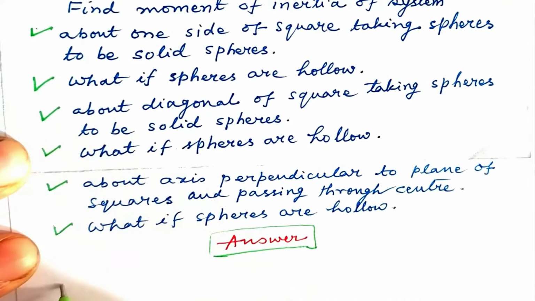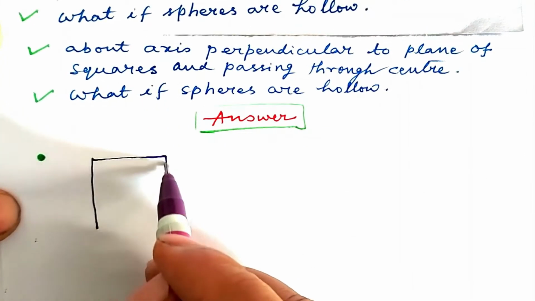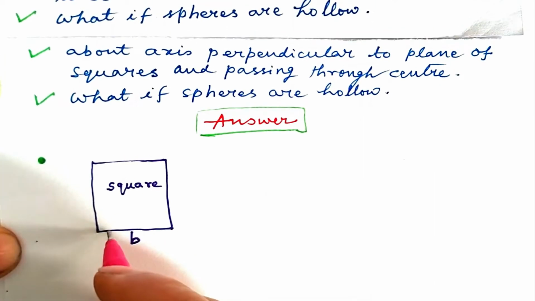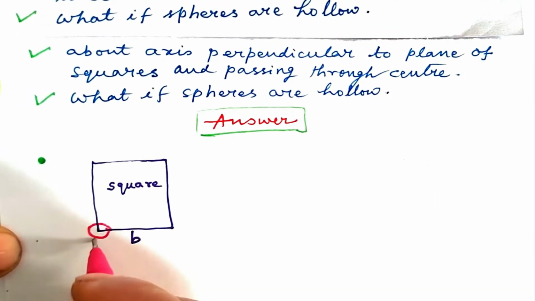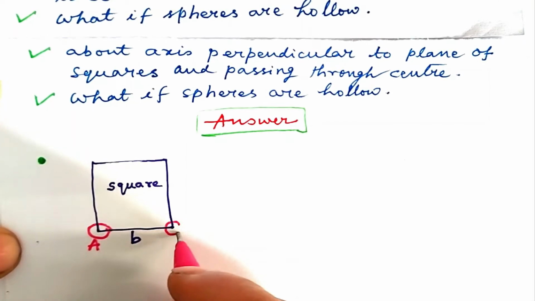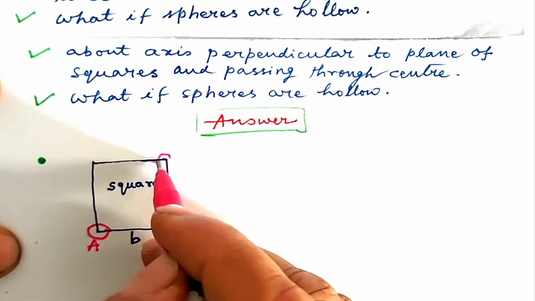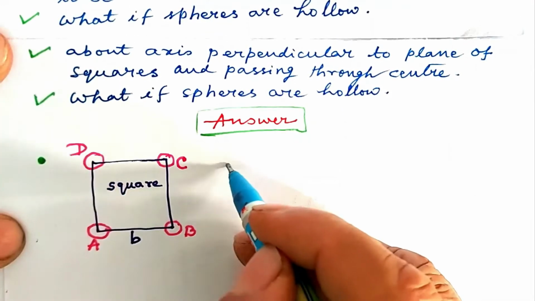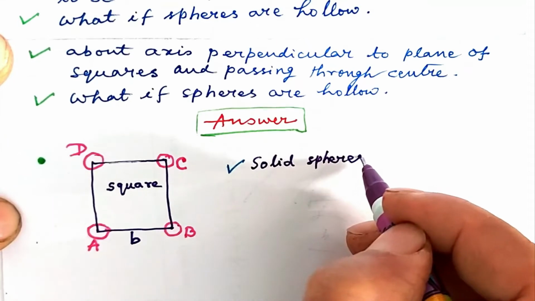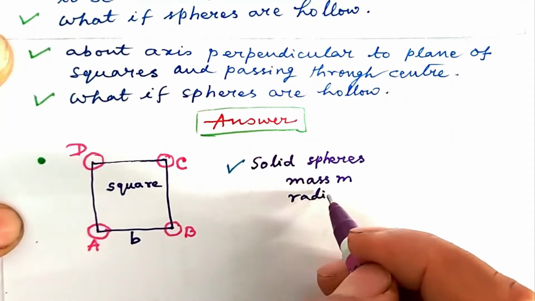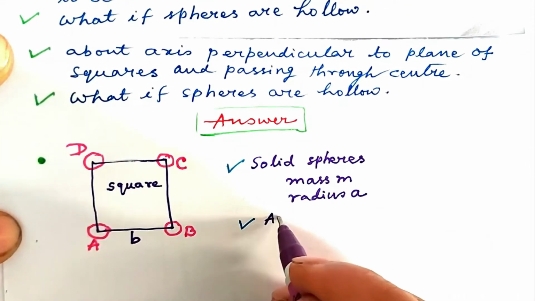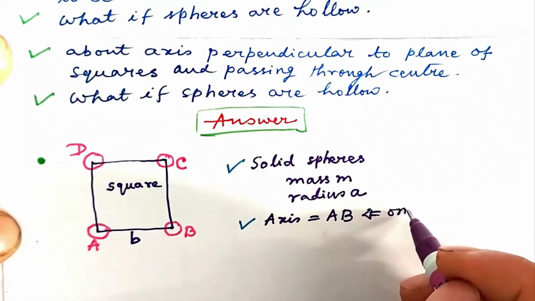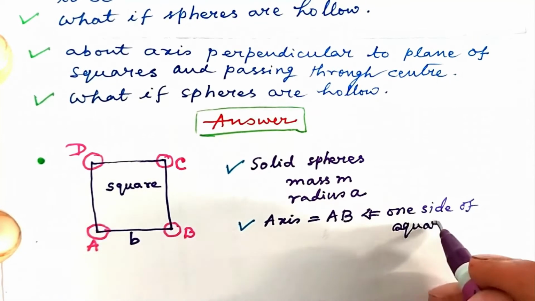The answer. This is the square referred to in question. Sides are of length B. This is sphere A at one corner, say A. Sphere B here at corner B. Sphere C at corner C and sphere D at corner D. We consider solid spheres having mass m, radius a. Axis about which moment of inertia is to be calculated is AB, which is one side of square ABCD.